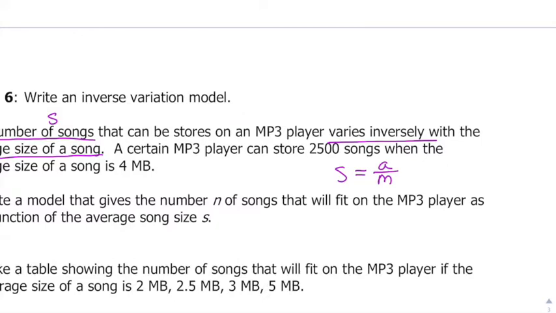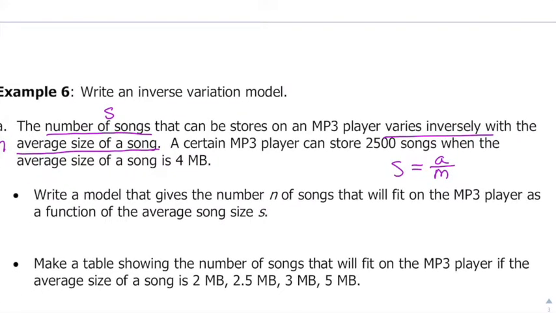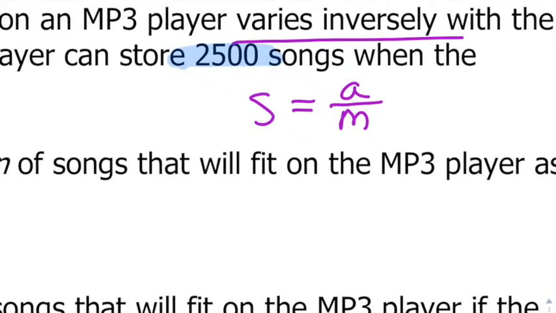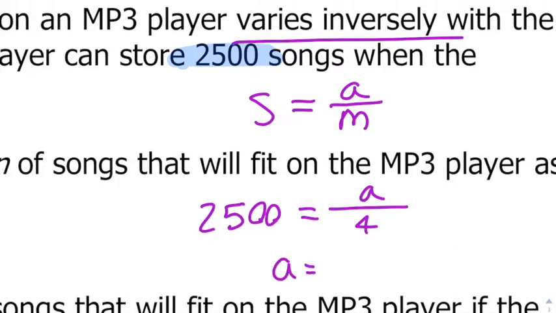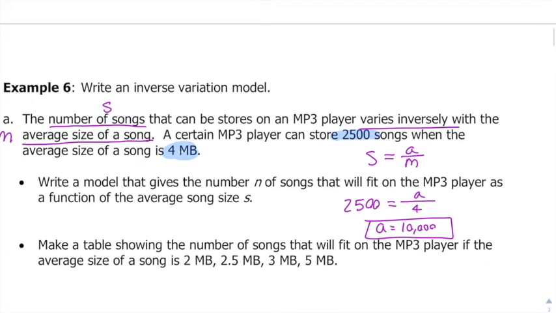Okay, so to go and figure out that A value, look at this. A certain MP3 player holds 2,500 songs when the songs are an average size of 4 megabytes. So we can do 2,500 for the number of songs, and then A, we don't know what that is, and then we're going to divide by 4. Get A by itself, multiply both sides by 4, that's going to be 10,000. And that is that constant of variation for that specific MP3 player.